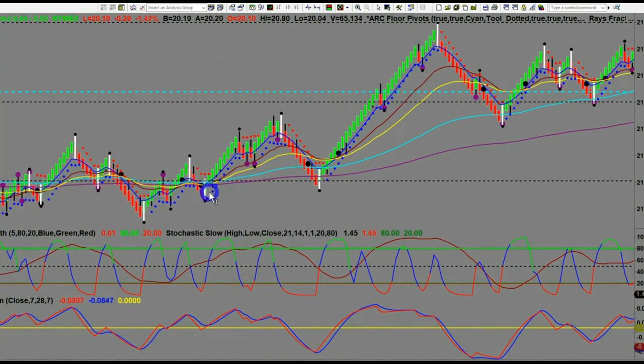How do we know it's a no-go zone? See how our EMAs are intertwined, a real danger area. Now, if you can't see the time stamp down there, this is 4 a.m. Eastern. Okay, so this is very, very early in the morning. So at that time, normally you would be trading a lower time frame, not a 4-tick Renko.